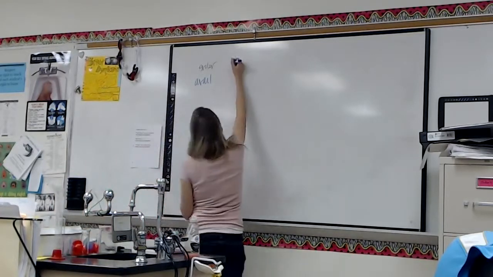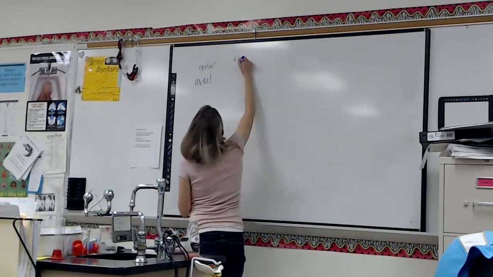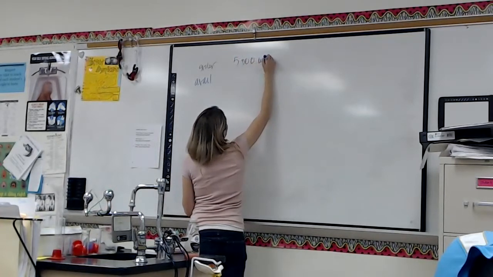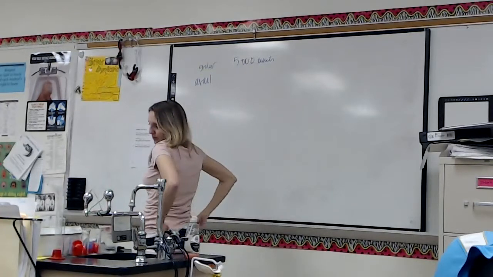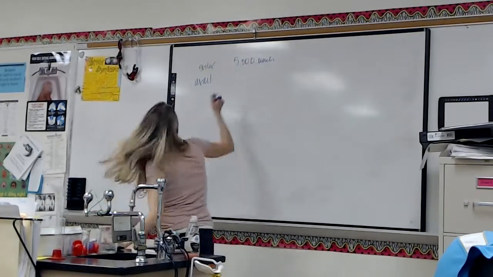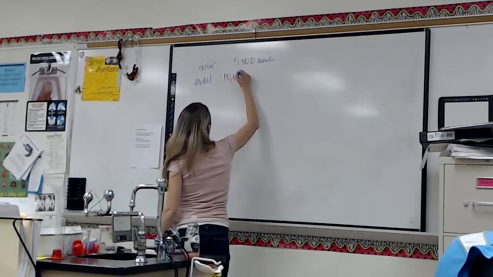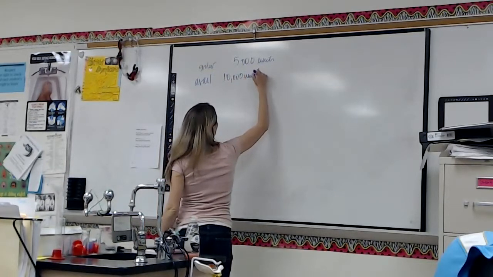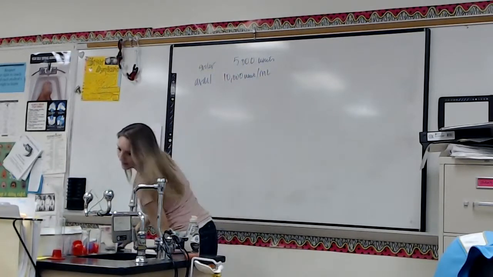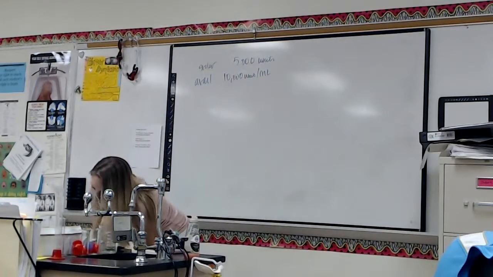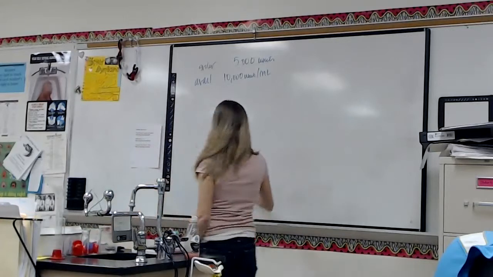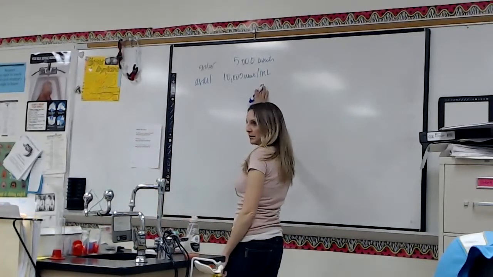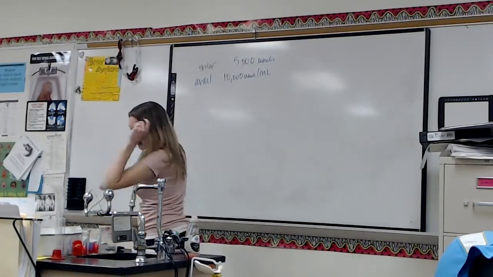Okay, so what's the order for? 5,000 units. And what do we have available? 10,000 units per milliliter. 1 milliliter, 10,000 units per milliliter, and the 1 milliliter is how much is in the vial. So how much medicine are we actually going to give them? Just a half a milliliter. Half a milliliter. Okay.